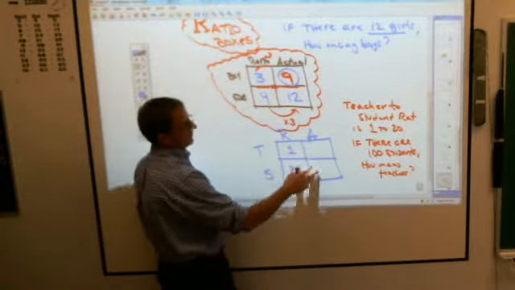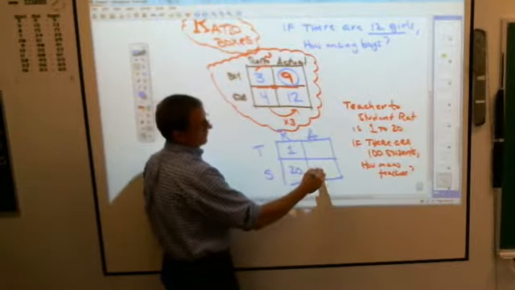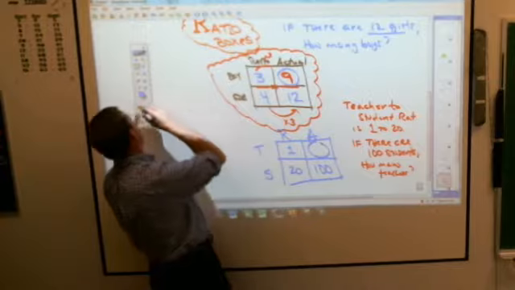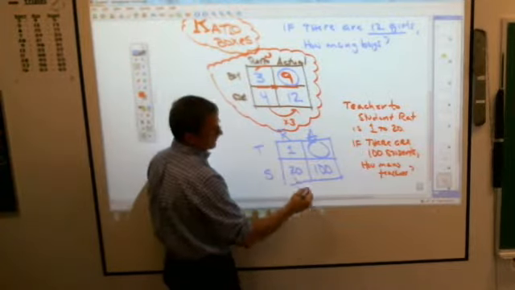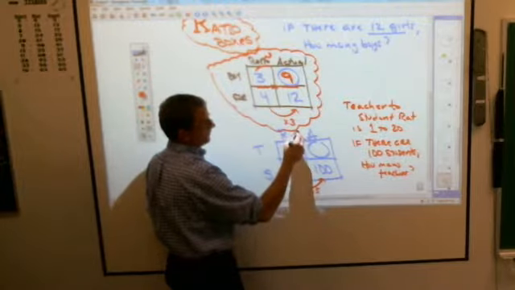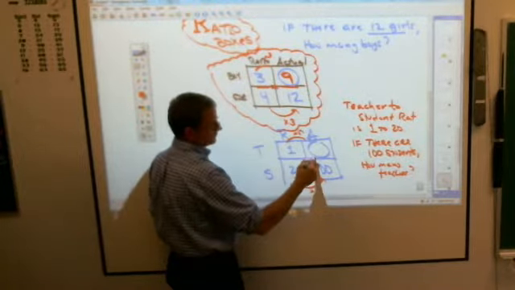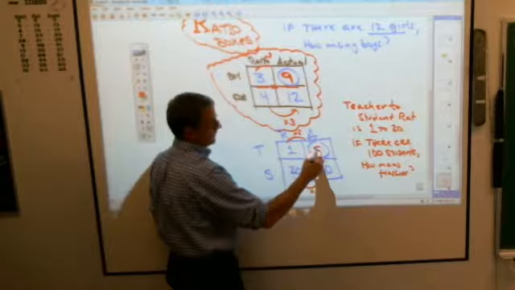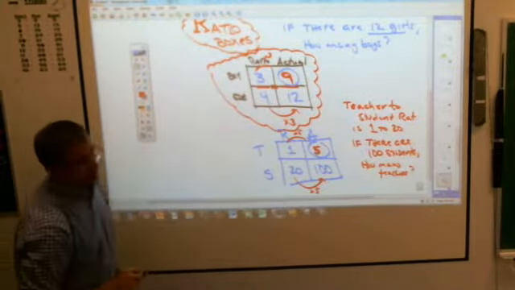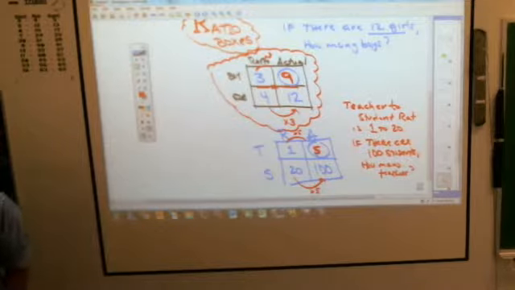Do I know the teachers? Do I know the students? I know there are 100 students. And I just need to figure out how many teachers there are. So this is 20 times 5, and this is 1 times 5. So there would be 5 teachers per 100 students. How about that?